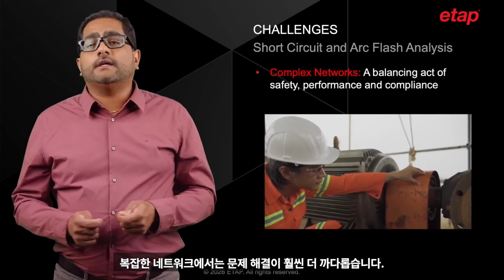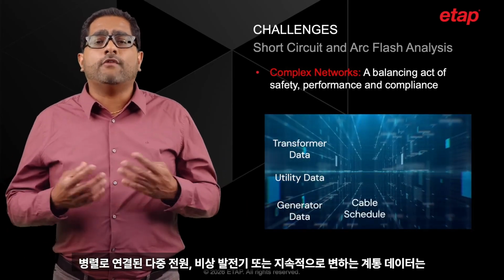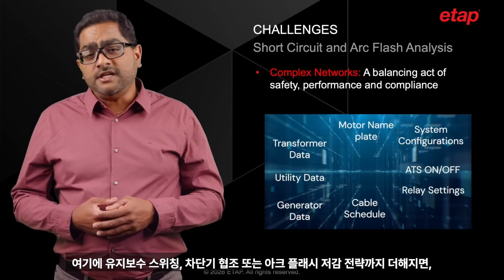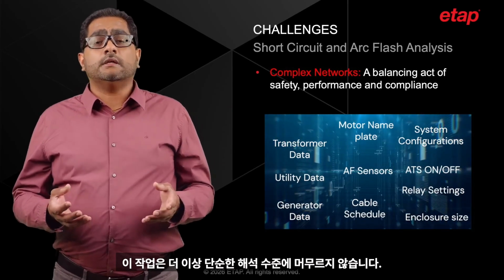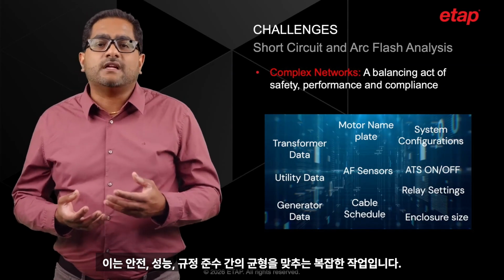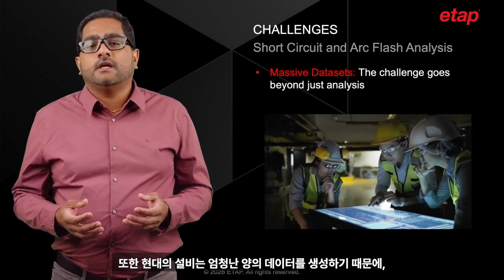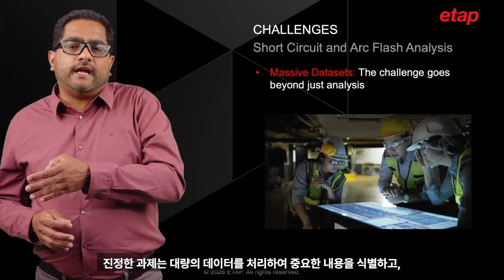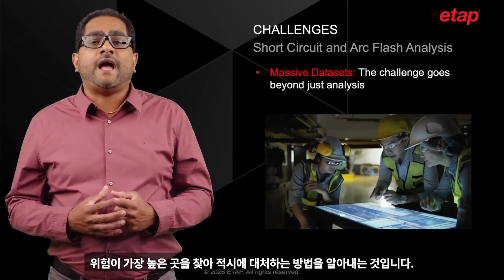Troubleshooting is further complicated in complex networks. Multiple sources in parallel, standby generators, or evolving utility data contribute to shifting fault levels. Add in maintenance switching, breaker coordination, or arc flash mitigation strategies, and suddenly the task is more than just an analysis. It's a balancing act of safety, performance, and compliance. And with modern facilities producing massive data sets, the challenge isn't just the analysis. It is the processing of large volumes of data, identifying what matters, where the risk is highest, and how to act on it in time.